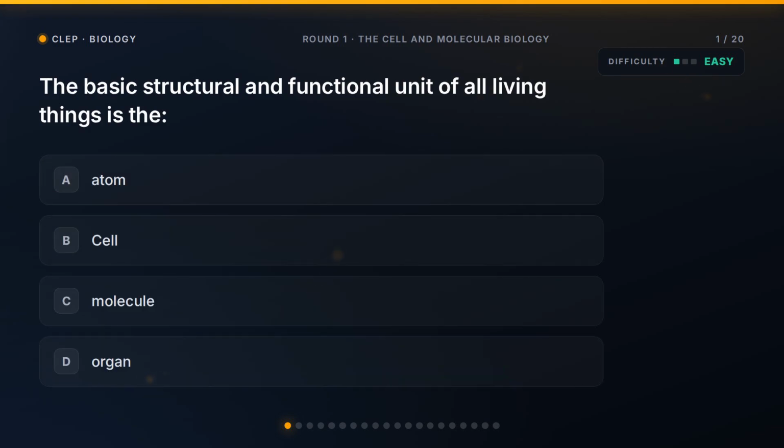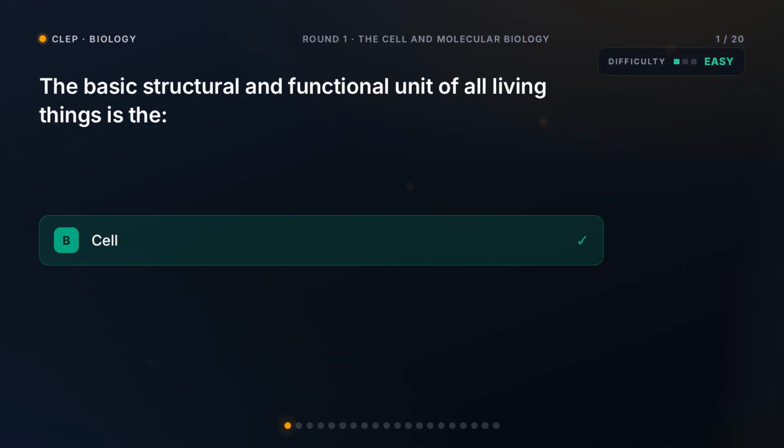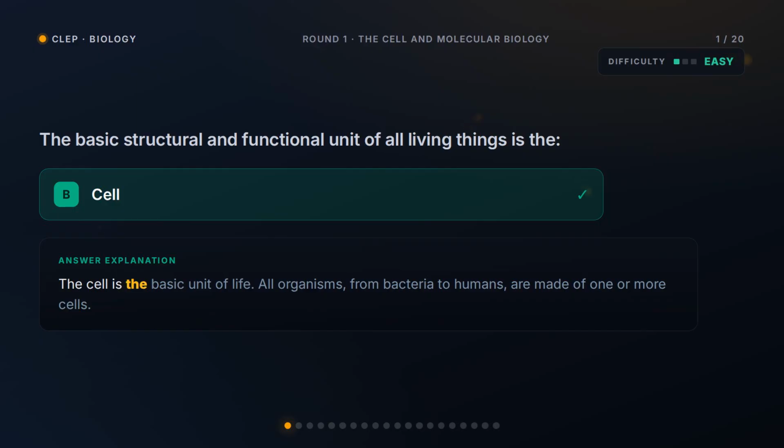Question 1. The basic structural and functional unit of all living things is the A. Atom. B. Cell. C. Molecule. D. Organ. The answer is B. Cell. The cell is the basic unit of life. All organisms, from bacteria to humans, are made of one or more cells.